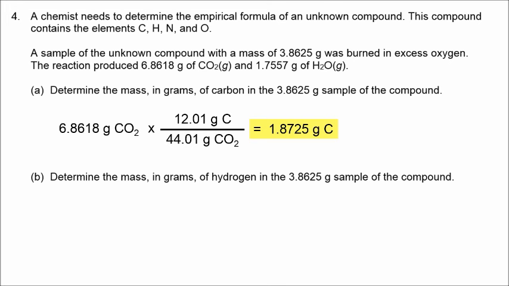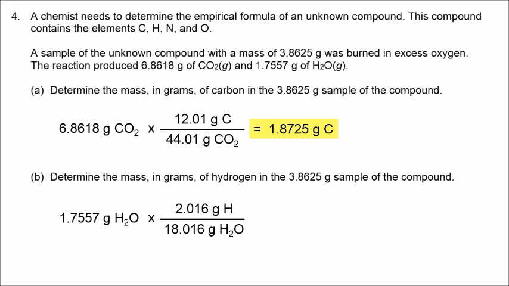For part B, it's very much the same, but watch out for the fact that there are 2 hydrogens in water. So therefore, the molar mass of 2 moles of hydrogen is actually 2.016 grams, and therefore, as your conversion is complete, you get 0.19646. Again, notice that I have 5 significant figures in my answer.